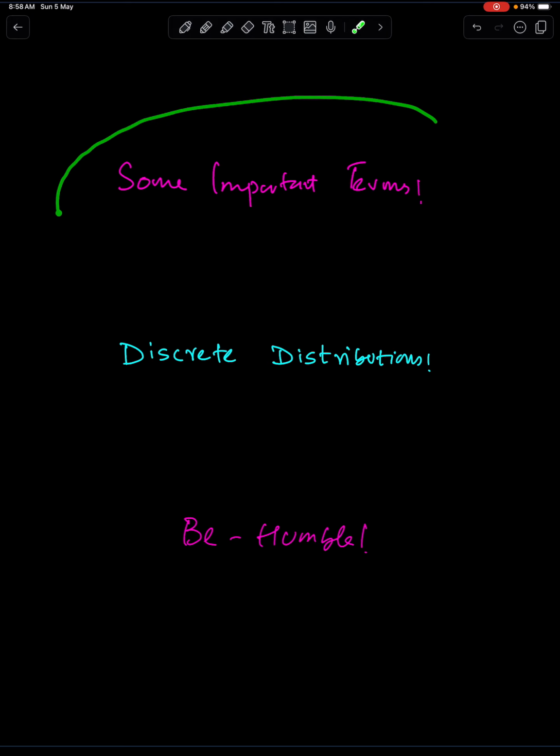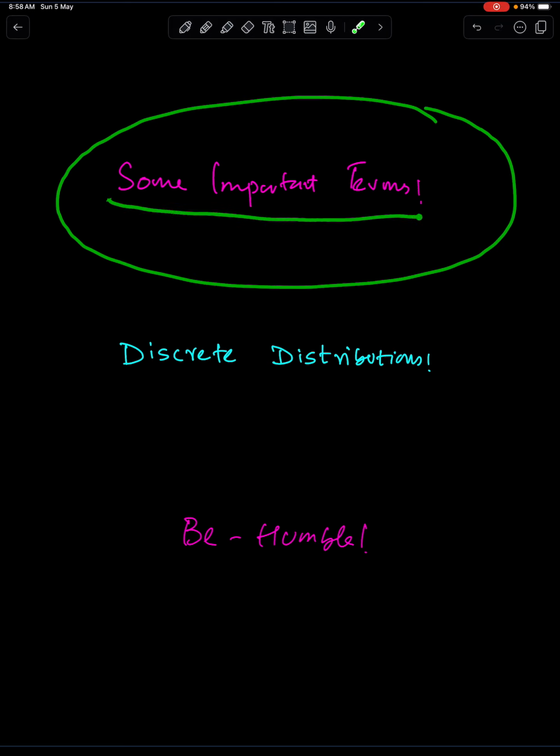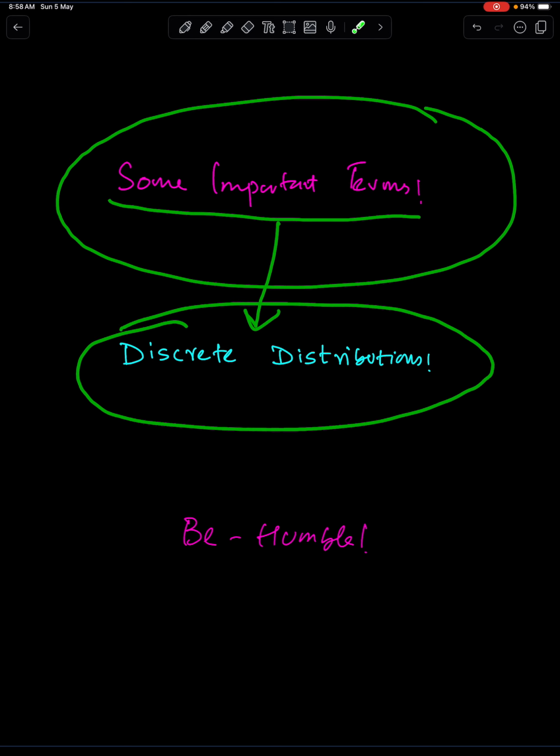This is the second lecture of testing of hypothesis. Some important terms used in testing of hypothesis with respect to discrete distributions. Discrete distribution means binomial and Poisson in testing of hypothesis.